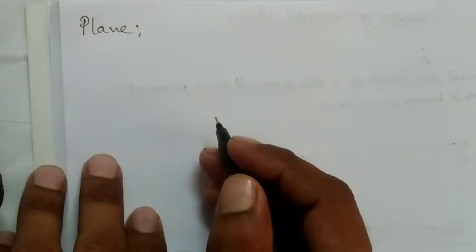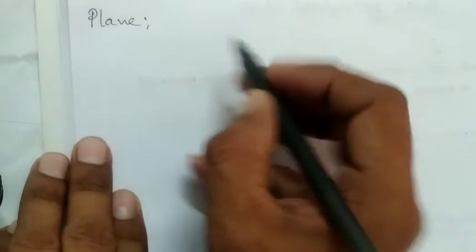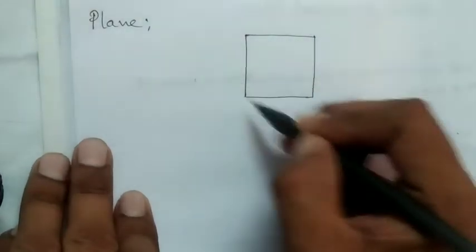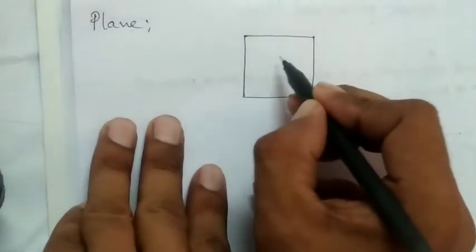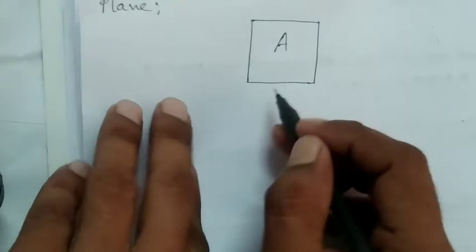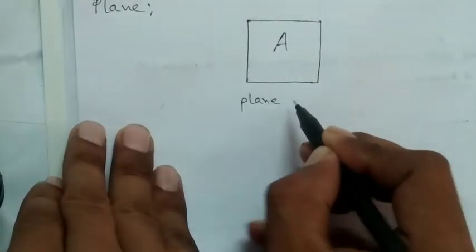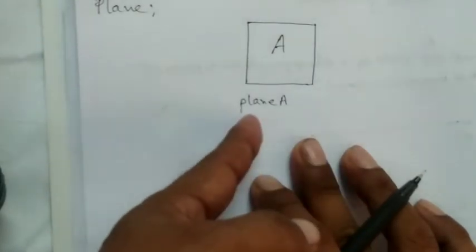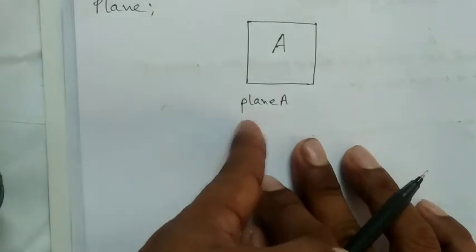Plane. What is a plane? In our house, the floor is also a plane, the roof is also a plane, the whiteboard, blackboard, all are planes. A single capital letter is used to denote a plane. This is a plane and we denote it by a capital letter like A, and we name it plane A, not only A, so as not to be confused with a point.